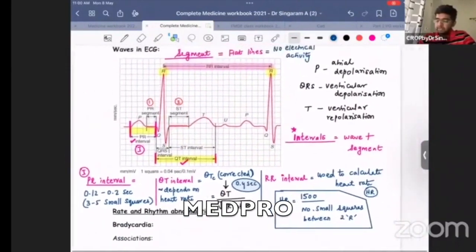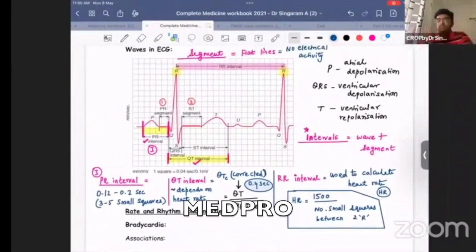Just a quick recap of whatever I have discussed till this time. Basically, in an ECG, we have to look at three things: the waves, the segments, and the intervals. Waves are the P wave, QRS complex, and T wave. P wave represents atrial depolarization, QRS ventricular depolarization, and T wave ventricular repolarization. Atrial repolarization is not seen because it is submerged in the QRS complex.